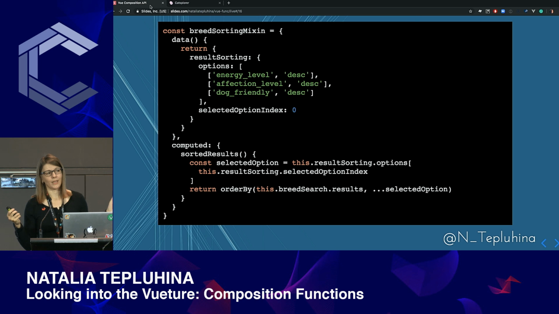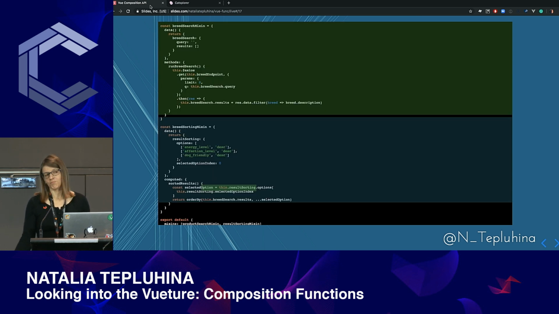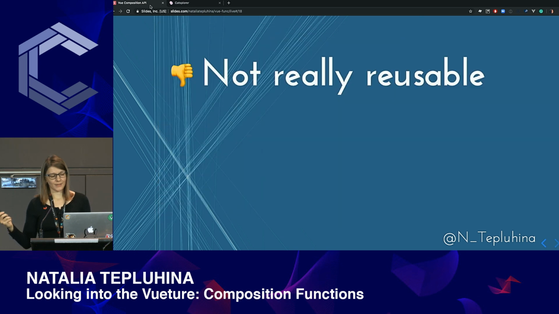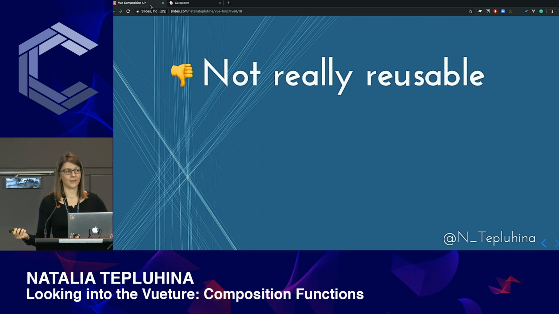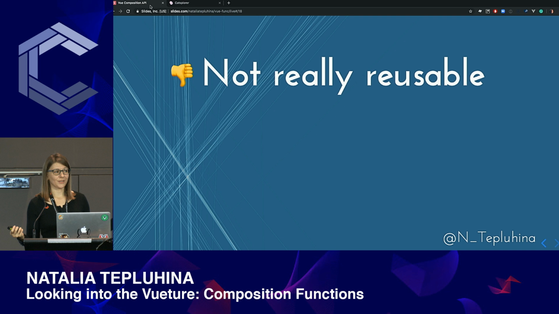And if we include both mixins in the component, it will look like this. More grouped, right? No more fragmentation. Everything is good. But the question is, is the mixin really reusable? We put the method with an Axios call to a static endpoint. What if I want to search dogs instead of cats? No way. This mixin will work only for cats. We have static sorting options in the sorting mixin.